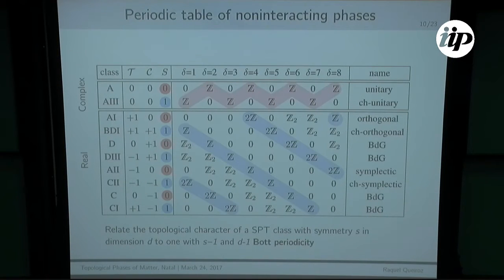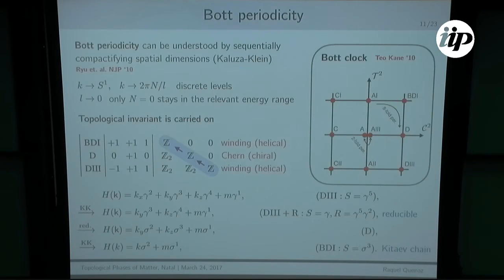Okay, so from this, we can see that there is a very nice structure. In particular, in all odd dimensions, we will have a chiral symmetry and a phase characterized by a winding number, while in even dimensions we'll have states with a Chern number. There are states with helical and with chiral edge modes, and there is a relationship between them, which is called the Bott periodicity. The Bott periodicity can be understood simply by looking at how the Dirac Hamiltonian behaves when we go one dimension down: basically, we start with the Dirac Hamiltonian and we are going to compactify one of the directions.